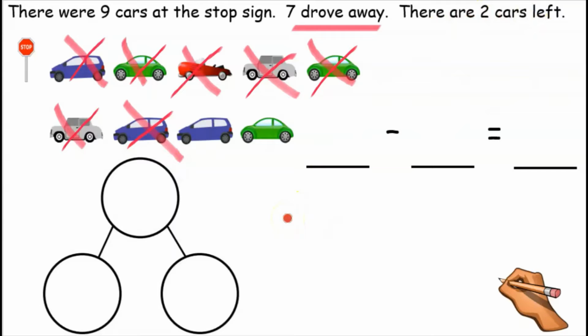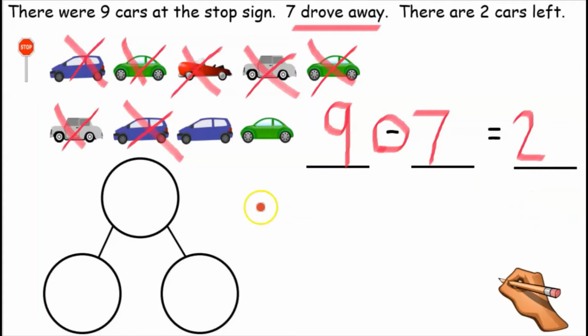Now your teacher's going to pause the video and you guys are going to fill in the number bond and number sentence to match the story. Okay, I'm going to start with my number sentence. Remember, we're subtracting, we're taking away. Whenever we write a subtraction sentence, we start with the bigger number, what we started with. We started with 9 cars. We learned 7 drove away. They left those 9 cars. So 9 minus 7 equals, we had 2 left.